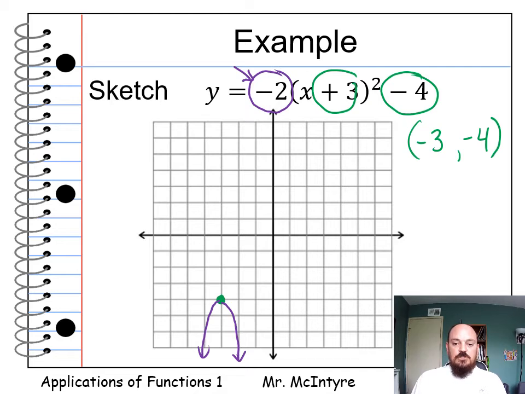So, two steps. I changed colors to make it stand out. In green, I figured out what the vertex is, and I plotted that point. And then in purple, I looked at A, and I knew what it's telling me. It's telling me that it opens down, and that it's a little bit skinnier than normal. And there's my answer.